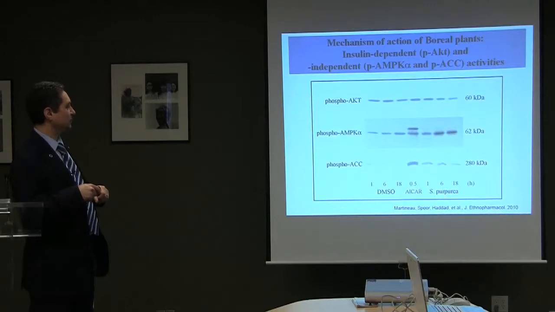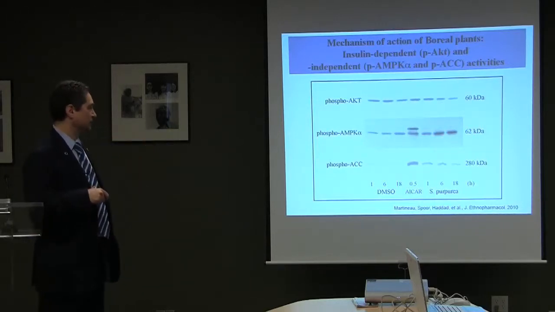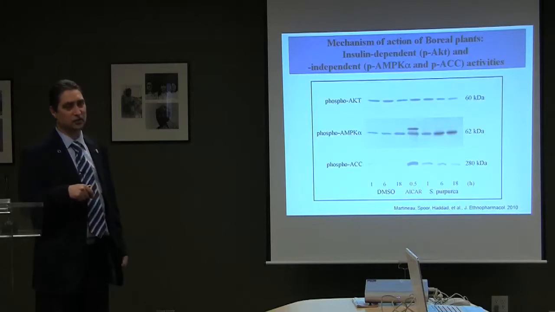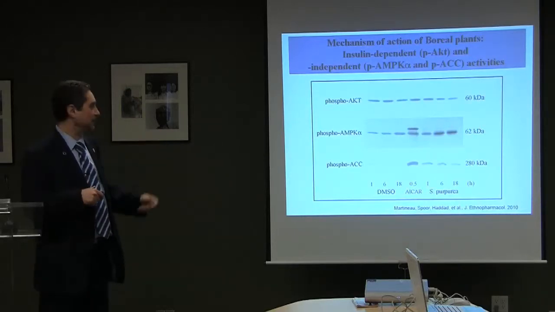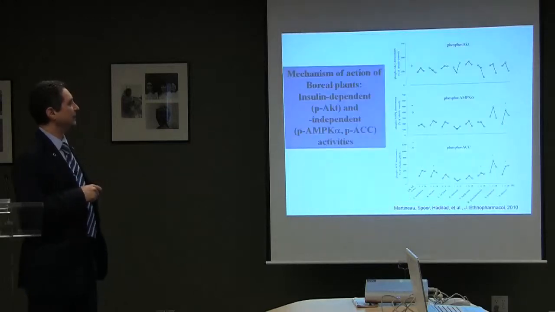It's easy to see that it has no effect on the insulin component, but it makes the spots darker for this AMP kinase. And this is just a control. The ICAR here is a control, a drug that's known to increase AMP kinase, so we have a positive hit here. We've done this for all of the 8 plants.